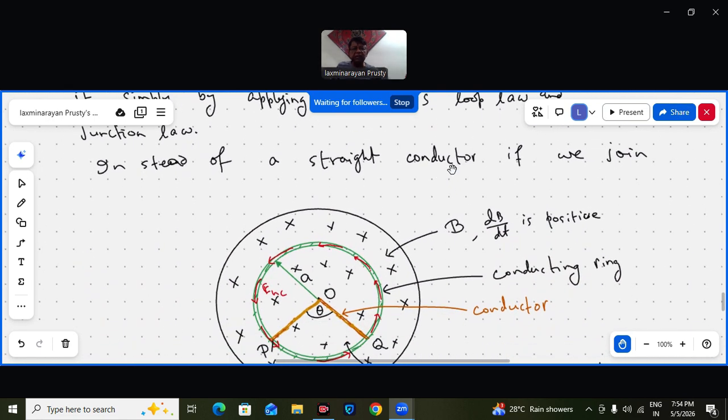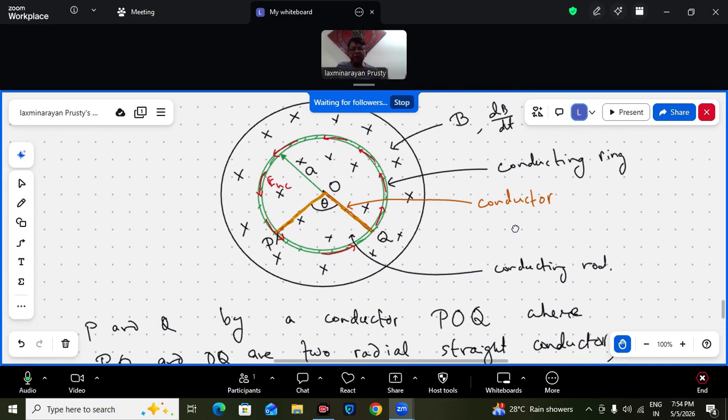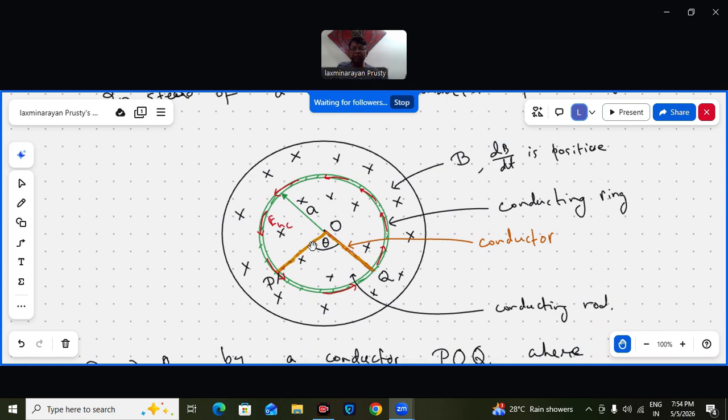Instead of a straight conductor joining P and Q straight, we could join P and Q by a conductor POQ. Thus, I have given it some brown color.